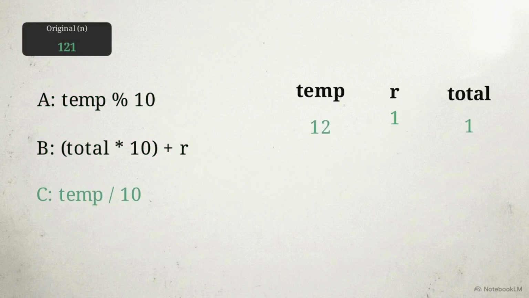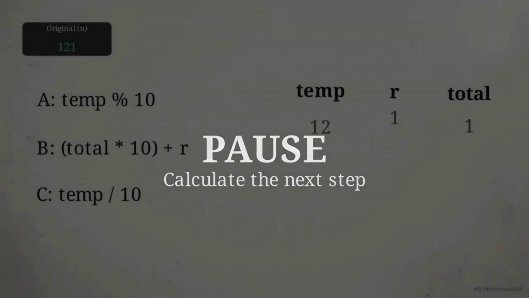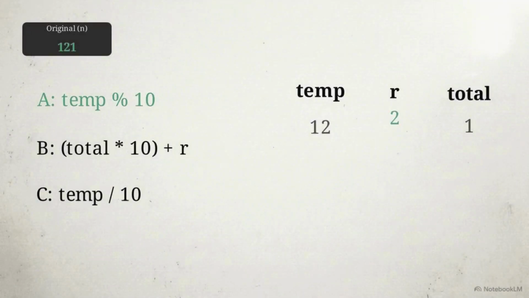With the temporary value now at 12, consider the next iteration. Pause the video here and calculate the resulting values for the remainder, the total, and the temporary variable. In the second pass, 12 modulo 10 isolates the 2. We multiply our previous total of 1 by 10 and add the 2, bringing the new total to 12. Dividing our temporary value by 10 leaves us with 1.